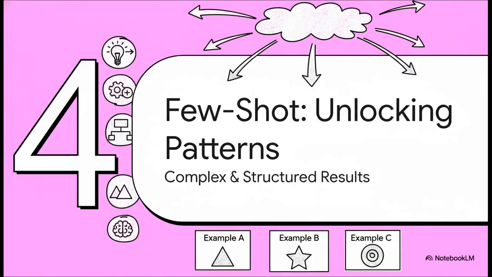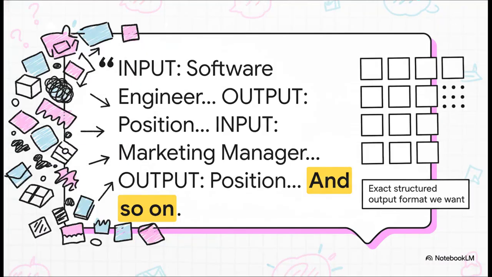All right, now this is where things get really powerful. We're going from just a single hint to a full-on demonstration with a few examples. This is called few-shot prompting, and honestly, it's a total game changer, especially for complex stuff. So take a good look at this prompt.